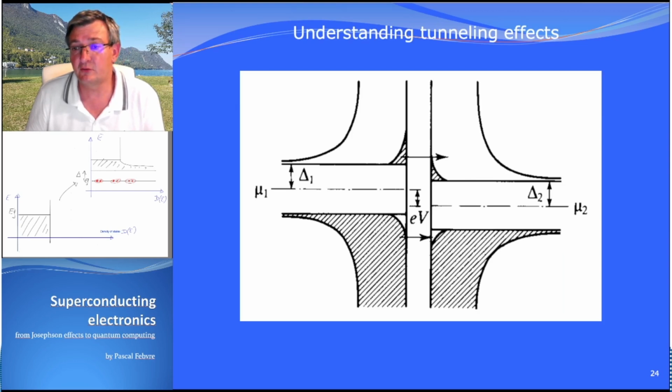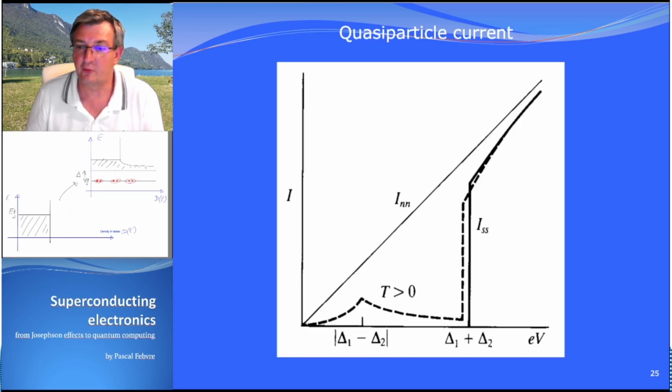If mu1 is different from mu2, the superconductors are not the same on each side of the barrier, then when the voltage is equal to the difference, you also have a small current which can happen. You see it from here, but you can also see it from here, where you have these electrons that can cross on this part, and it corresponds to this small slope. So this is the theory. Basically, this is the theory.